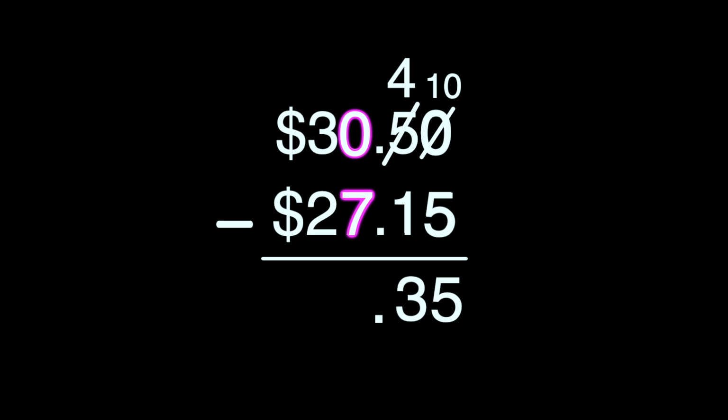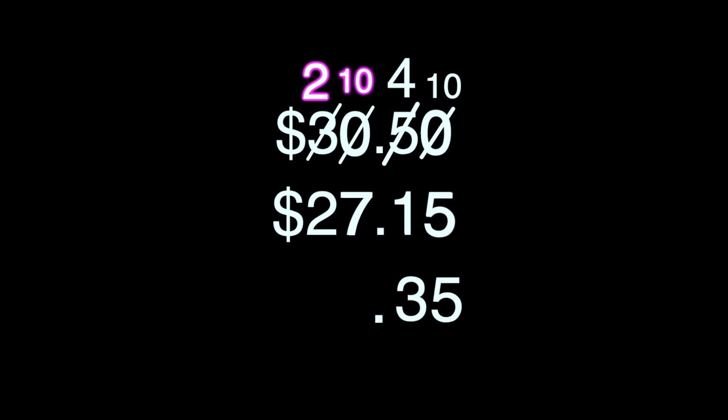We must borrow. You borrow from the number to the left of the 0. The 3 becomes a 2, and the 0 becomes a 10. 10 minus 7 equals 3. Now move to the left. 2 minus 2 equals 0. So the correct amount of change for the customer is $3.35.